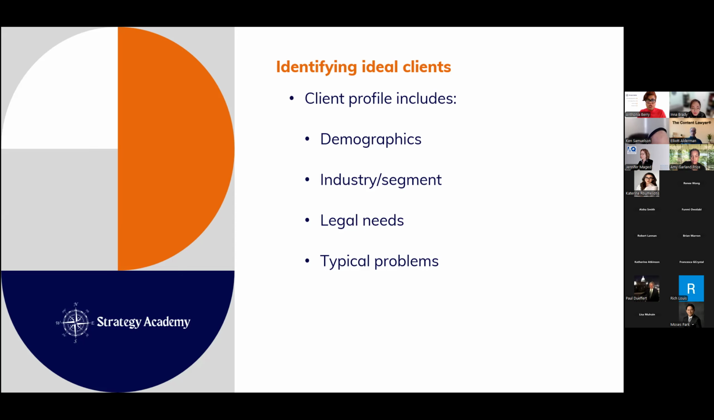Because your role as an attorney is to solve the problem or to prevent a problem that they're about to face or could potentially face. So you want to understand what their typical problems are so that you're able to speak to those things as you're building relationships and also include that in your marketing material.